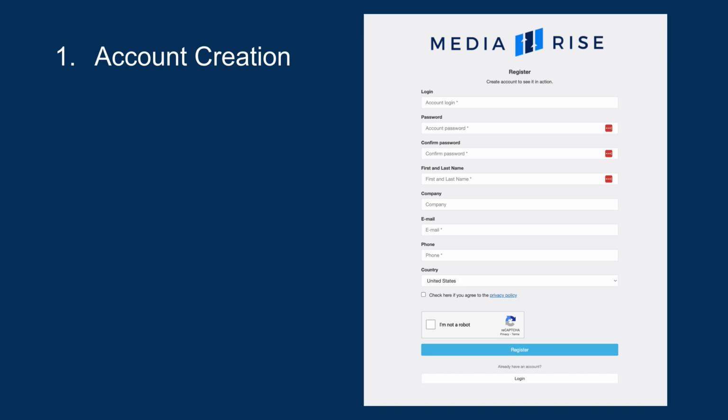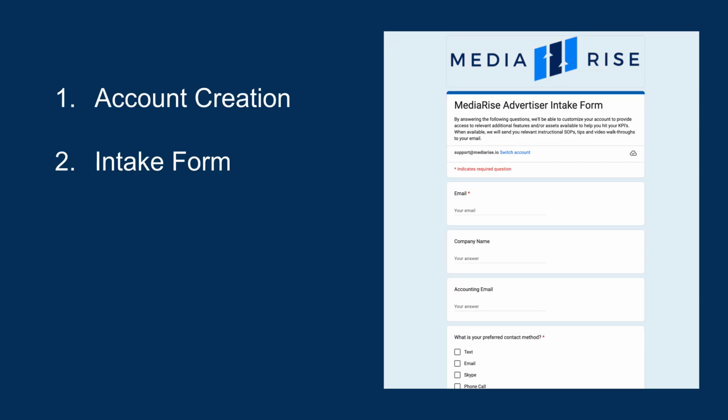Then your account will go into the approval process. During that time, you will then receive an intake form. This is optional. You don't have to fill this out, but if you do, it will help us customize your account. So we can add some new features, networks, and capabilities into your account to customize it a little bit for you to help you hit your campaign's KPIs.